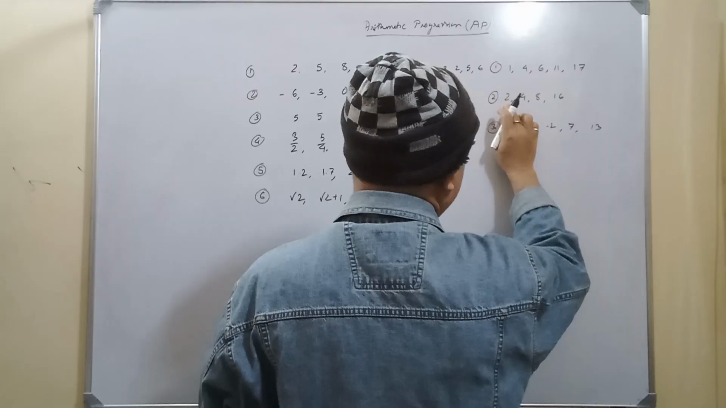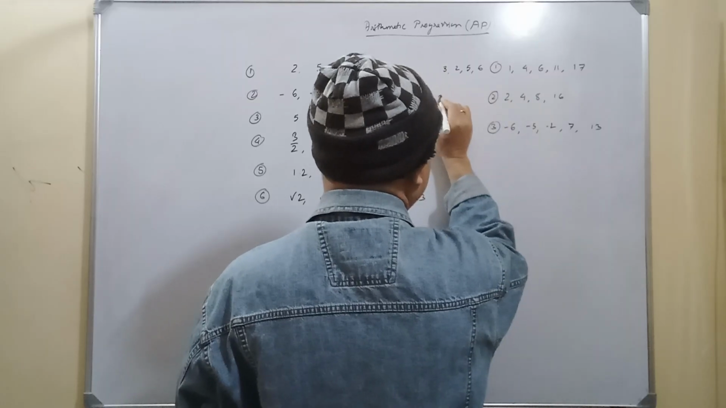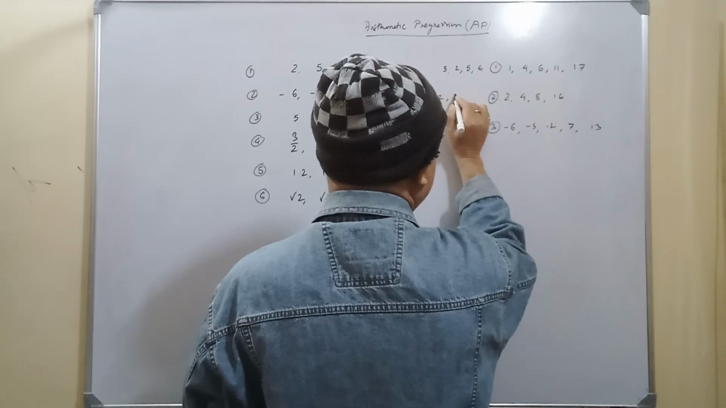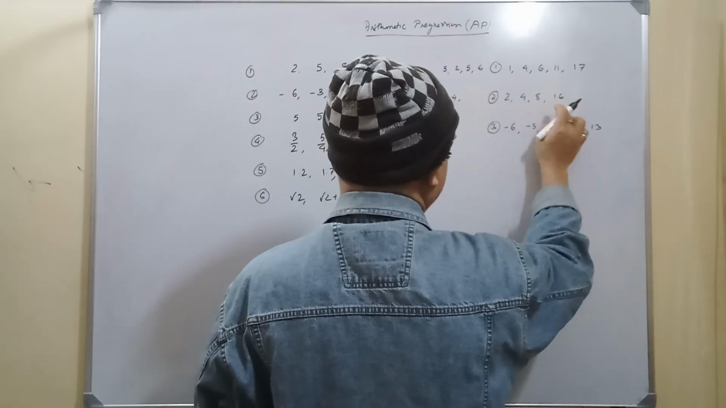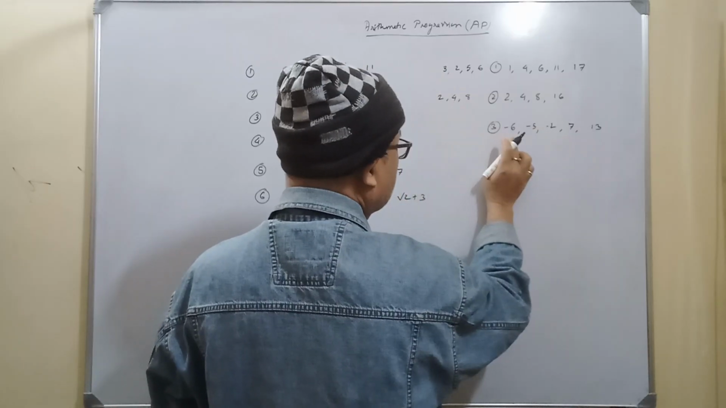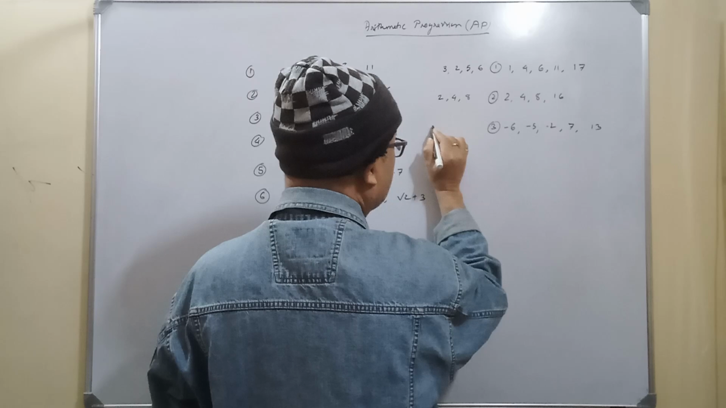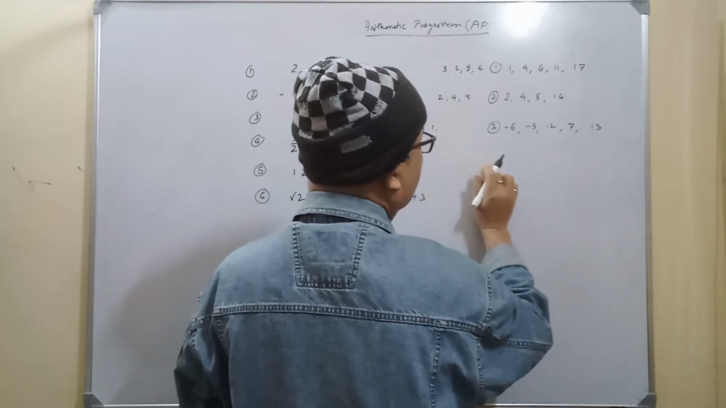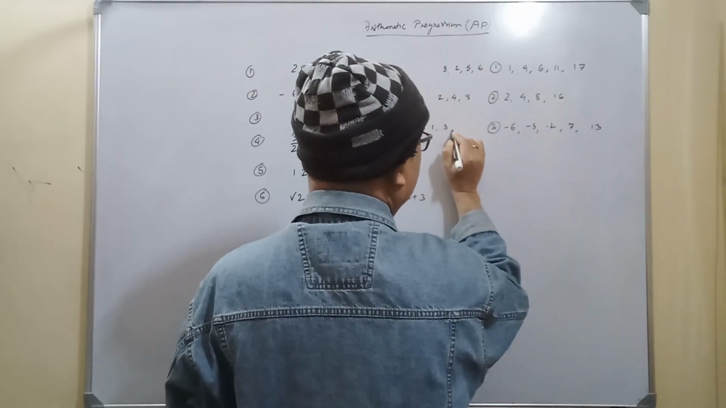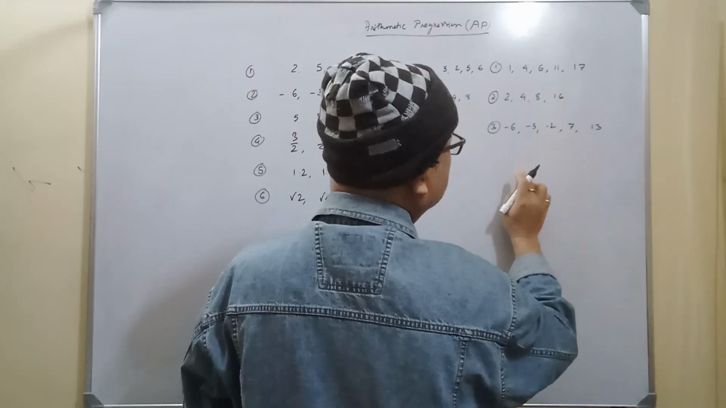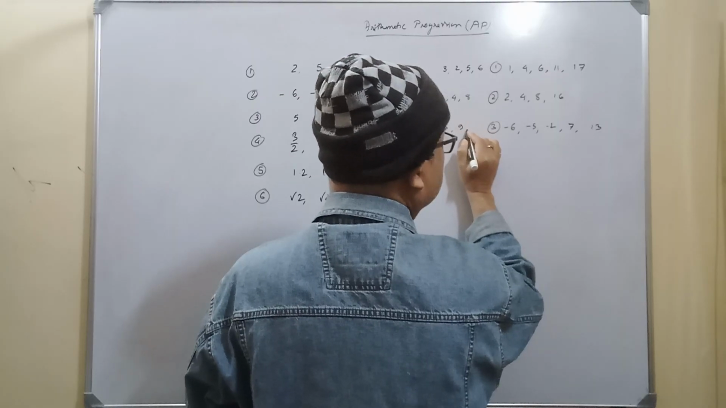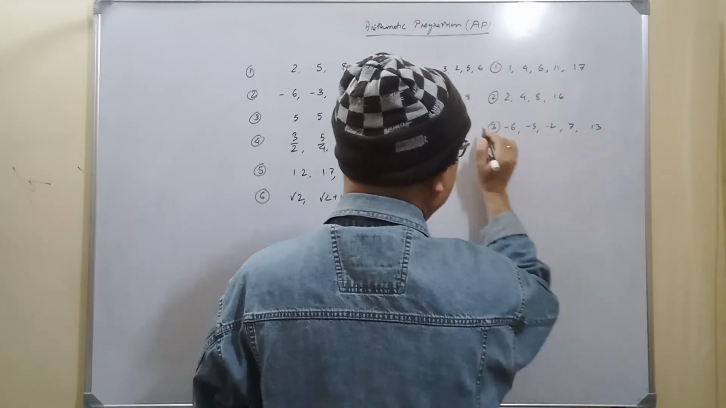Here, the difference between this number and this number is 2. And this number and this number, it is 4. And between 18 and 16, 8. Again, here we have the difference between minus 6 and minus 5 is plus 1. Then minus 5 and minus 3, it is 3. And minus 2 and 7, it is 9. And 7 and 16, it is 6.